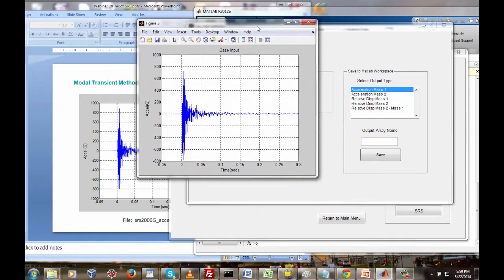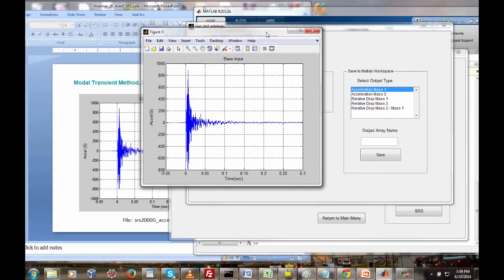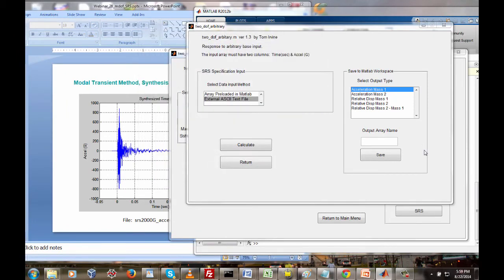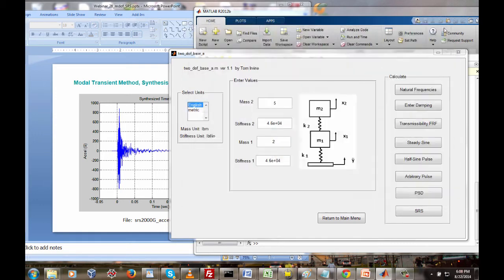And then here's just the base input. Of course, you've seen that before. It's in the PowerPoint slide. The next thing we could do, we're not actually going to do it now, but we could go through and save those acceleration time histories or the relative displacement time histories for use in other calculations. I'll skip over that for now, but just realize that that feature is available.